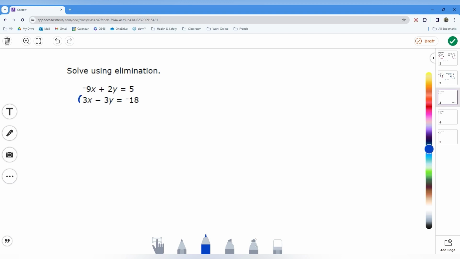If I was to multiply this entire equation by 3, then now I have a new equation of 3 times 3, which is 9x minus 9y equals, what's 18 times 3? Well, that's 54. So we're going to have minus 54 on this side. I'm going to just rewrite this original equation that we had over here. I don't need to change it at this time so that I can line them up.